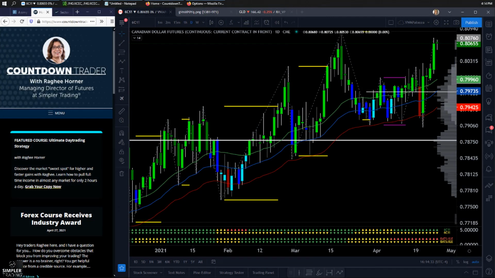Traders, Raghee here, and in this update we're going to do something a little bit different, but I think it's something that you guys are really going to like, and I hope it opens up a whole new batch of ideas for you guys. And that is looking at these futures currencies in the commodity-based economies, the COMDOLs, and then also the related ETF, not only for the currency, but for the country.